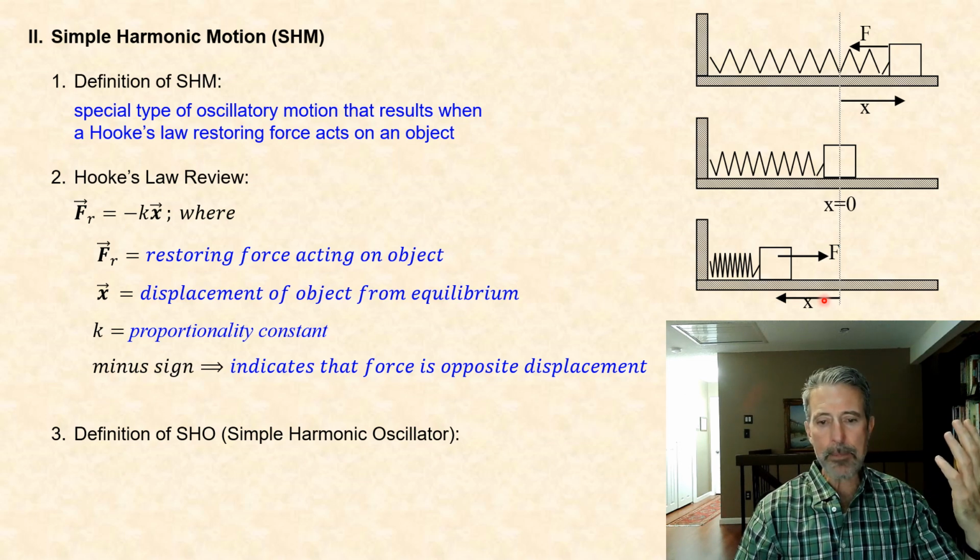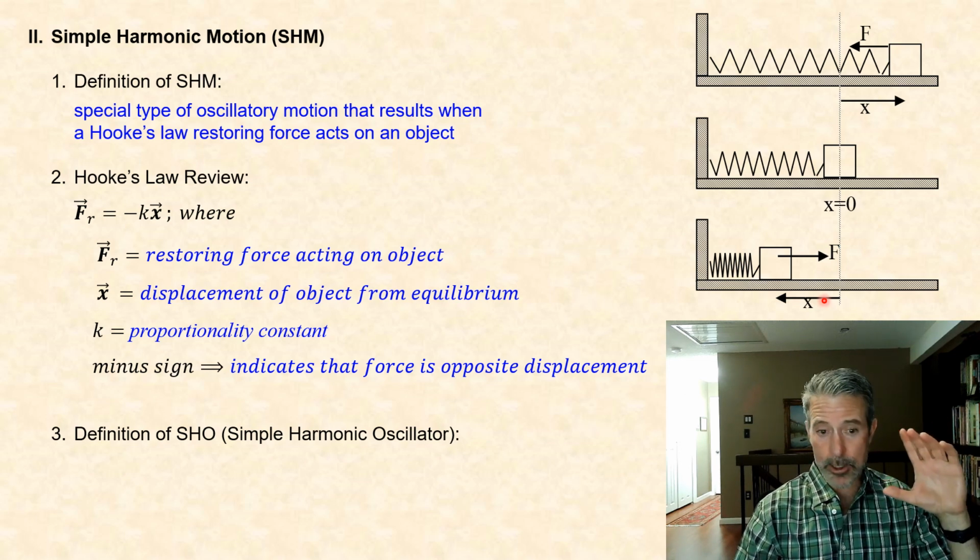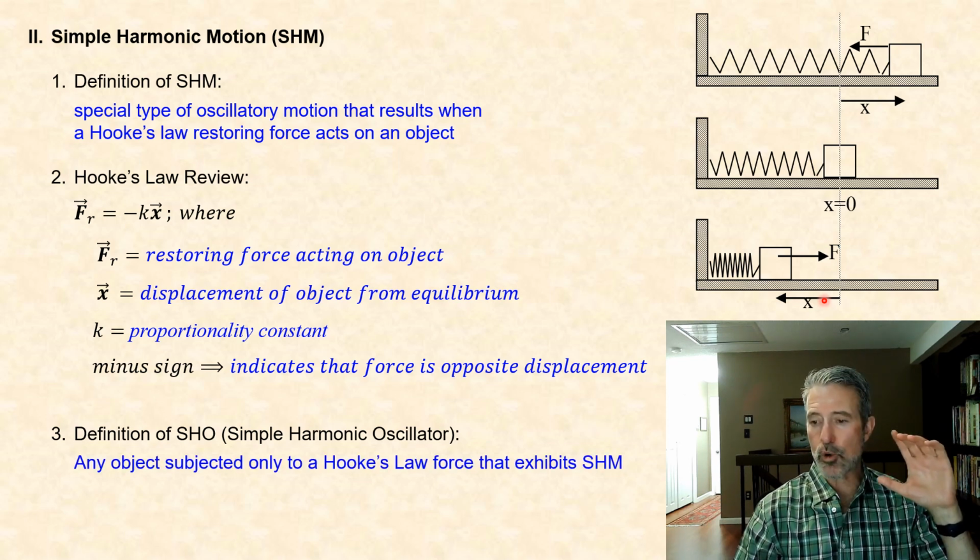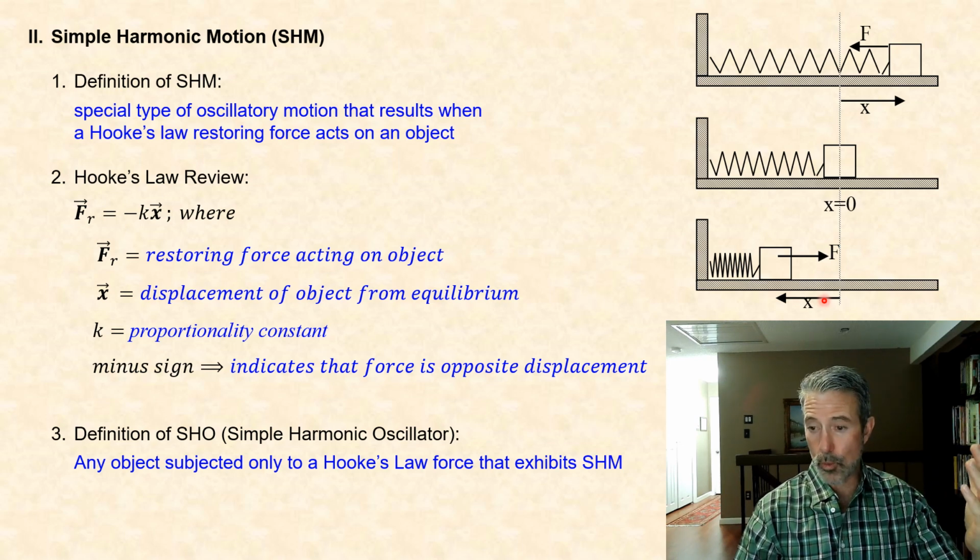So when we talk about a simple harmonic oscillator, an SHO, this is simply a term we use to describe any object that is subjected only to a Hooke's law restoring force that would therefore lead to simple harmonic motion.